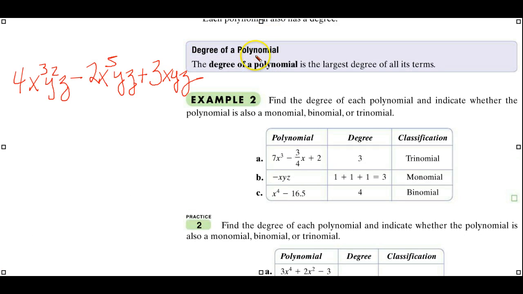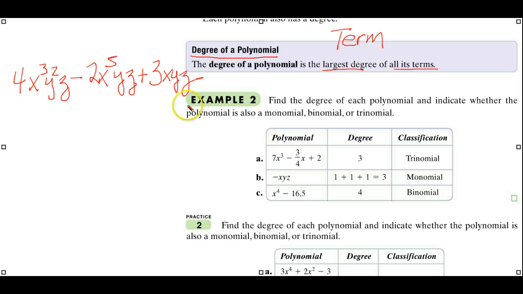Now in this next definition, they're asking us to find the degree of a polynomial, not a term. The degree of a term is the sum of the exponents on the variables. The degree of a polynomial, such as this, is the largest degree, the single largest degree of its terms. I don't quite like the way they're saying this, but let's take a look at this example.